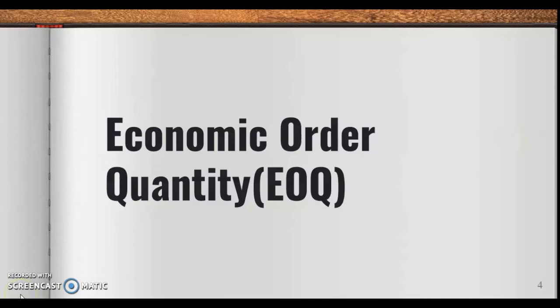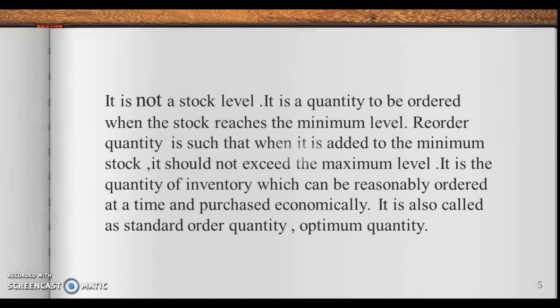Hello everyone. Now we are going to see about economic ordering quantity. So what is economic ordering quantity? It is also known as reordering quantity, and it is not a stock level. It is a quantity to be ordered when the stock reaches the minimum level. So here the reorder quantity is such that when it is added to minimum stock, it should not exceed the maximum level. It is the quantity of inventory which can be reasonably ordered at a time and purchased economically.